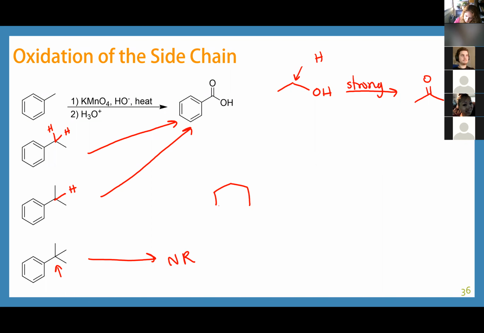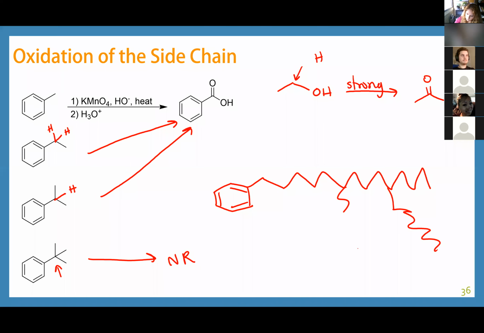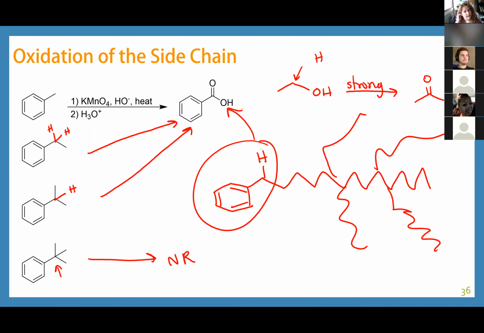So that also means that if you have a benzene, this is getting crazy. I know I'm not being overly careful. It does not matter how crazy this is. As long as there is one hydrogen here, this piece will get turned into benzoic acid. So it does not matter how crazy it was.